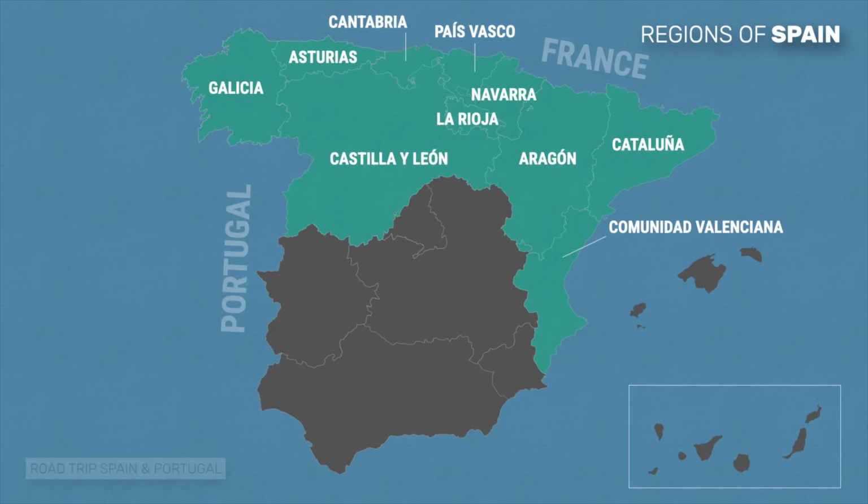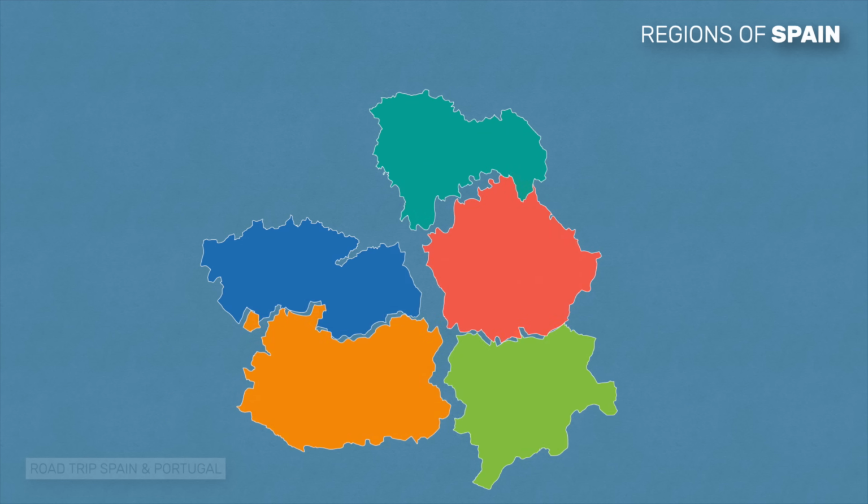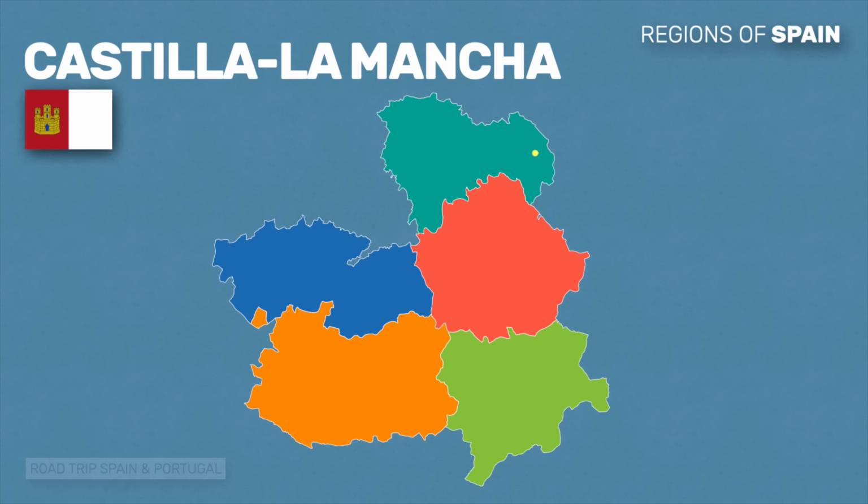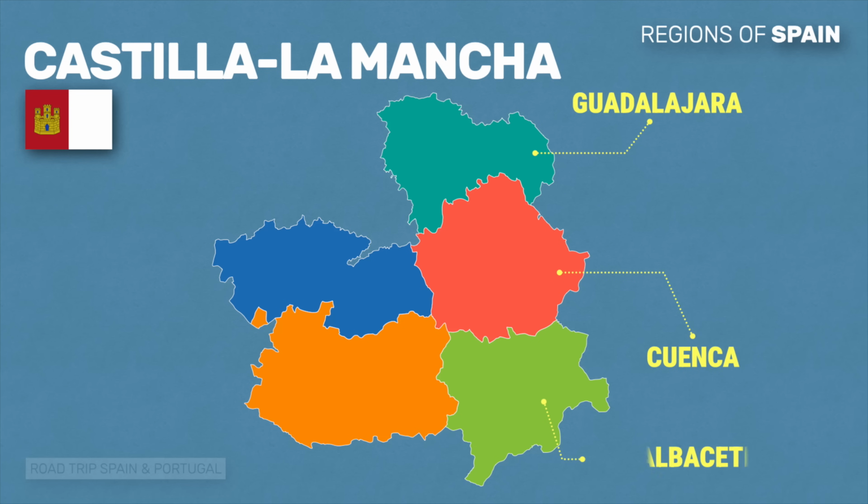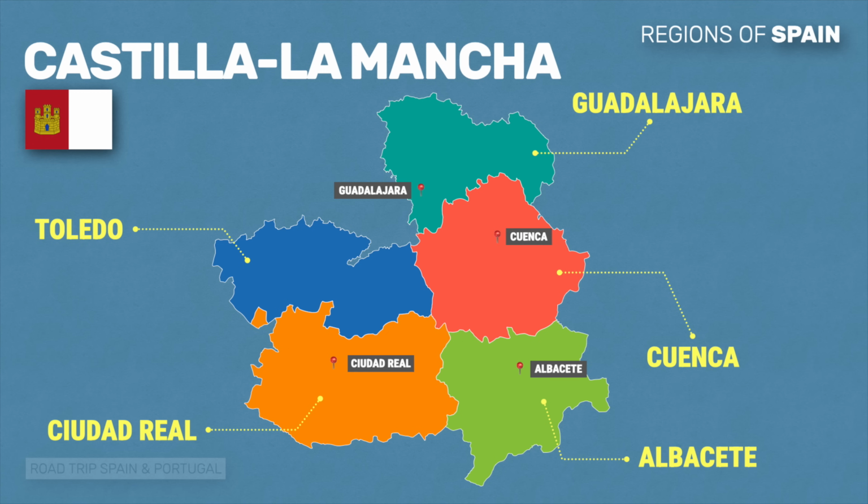The second great Castile, Castilla-La Mancha, is further south. It has 5 provinces: Guadalajara, Cuenca, Albacete, Ciudad Real, and Toledo. The capitals of each province have the same name as the province, and the capital of Castilla-La Mancha is Toledo.